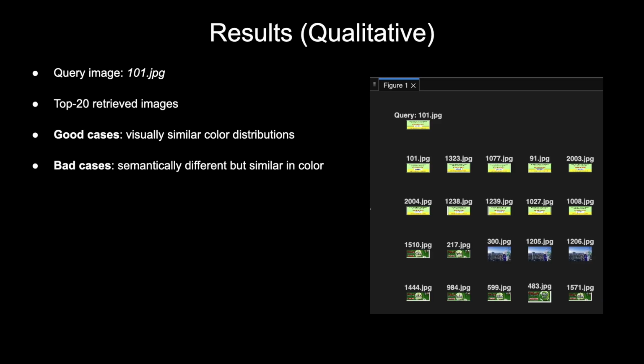For example, if the query image has large blue areas, other images with similar blue distributions are retrieved at the top. However, this also highlights a limitation. A blue sky might retrieve an image of clothing or a building simply because the color distribution is similar, even if the semantic content is very different. So while histograms are effective at capturing color similarity, they cannot capture higher-level meaning or context.